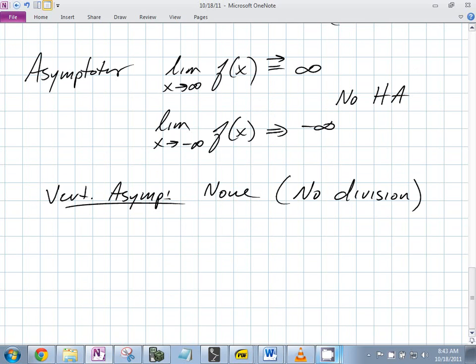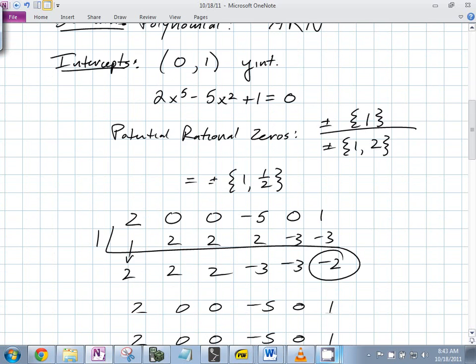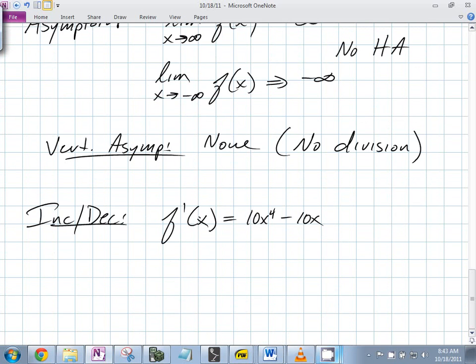Increasing and decreasing. So what do we look at for increasing, decreasing? First derivative. So f prime of x is going to be 10x to the fourth minus 10x. Great. So we want to know where it's increasing and decreasing. What do we solve for first? Zero. What does that mean? We set it equal to 0 and solve.